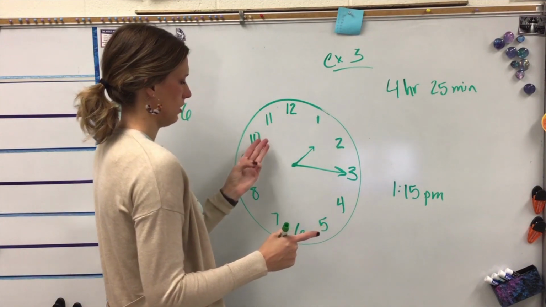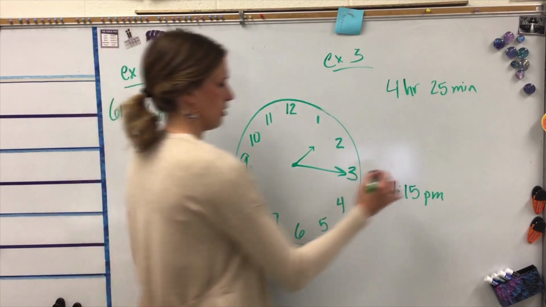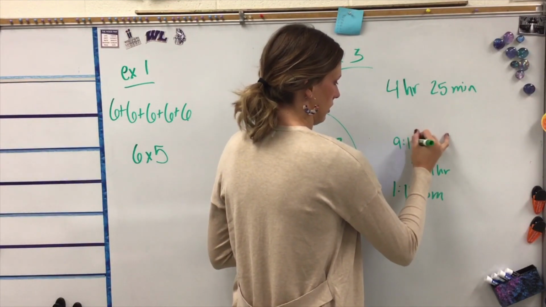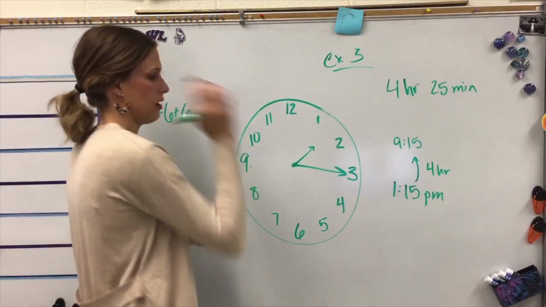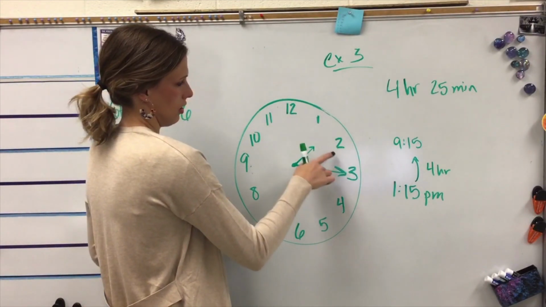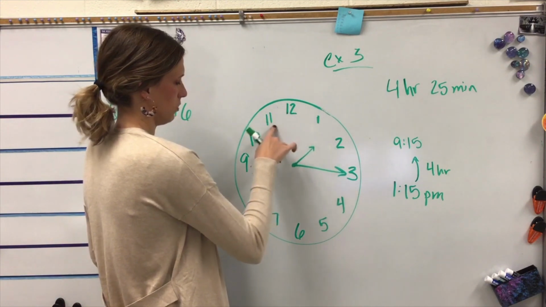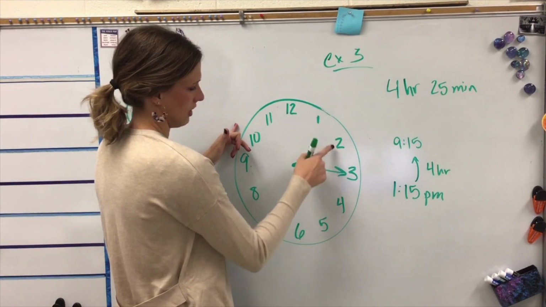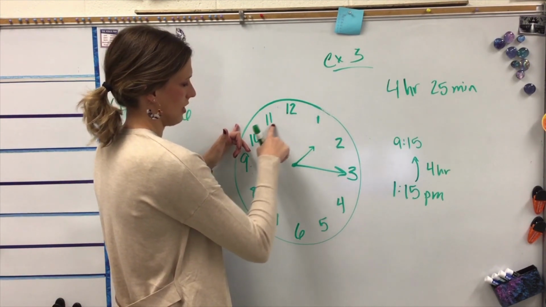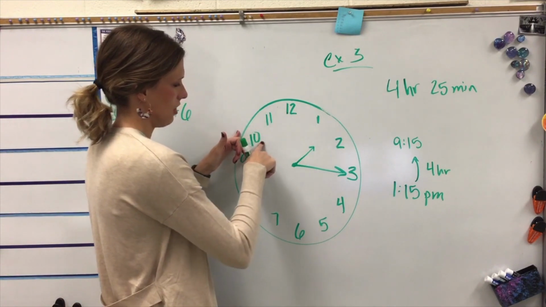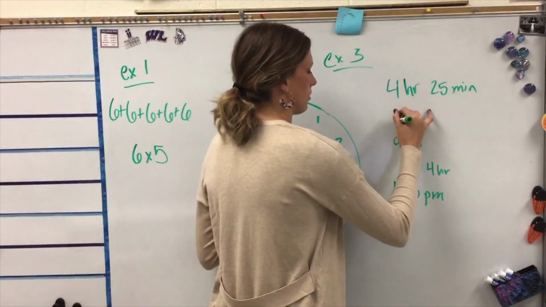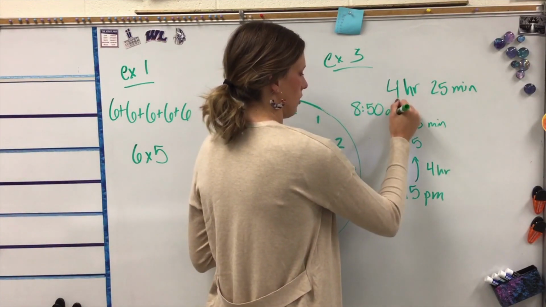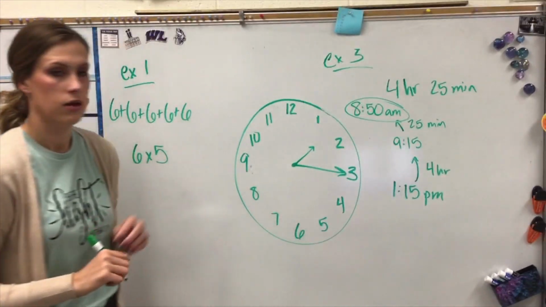12:15, 11:15, 10:15, 9:15. So I went back 4 hours to 9:15, and then I gotta go back 25 minutes. 25 minutes is 5, 10, 15, 20, 25, so I gotta find the time if it was pointing right here. So 9:15, 9:10, 9:05, 9 o'clock, 8:55, 8:50. So if I go back 25 minutes, I'd be at 8:50 a.m. All right?